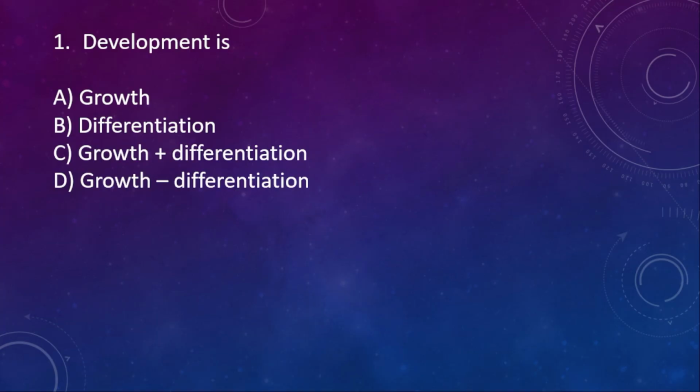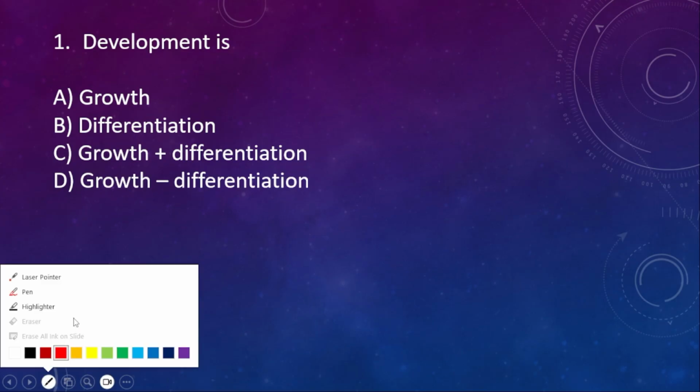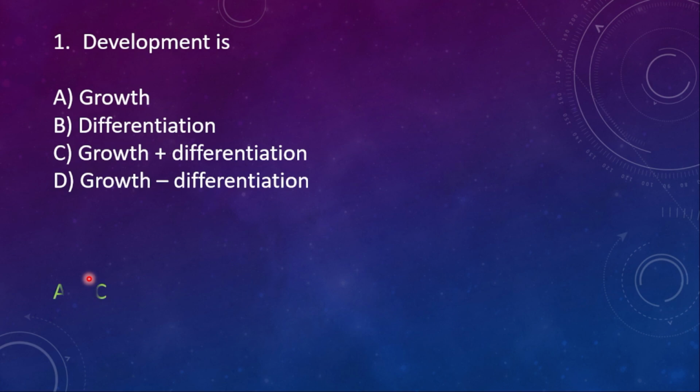The first question is from development. Question number 1. Development is: option A, growth; option B, differentiation; option C, growth and differentiation; option D, growth minus differentiation. So here the right option is option C, growth plus differentiation is said to be what? Development.